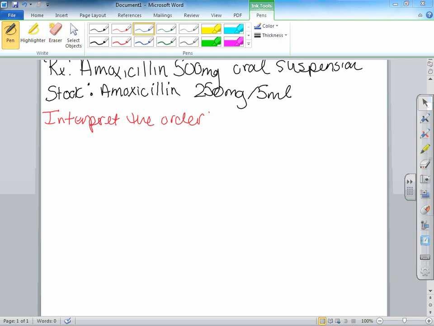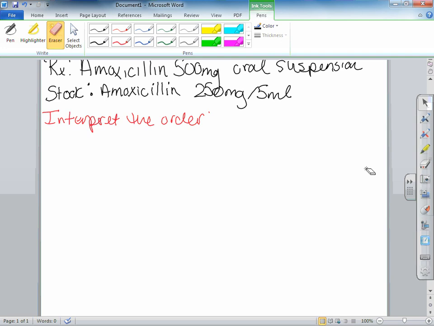So on page 245, example 8-1, it says a physician orders amoxicillin 500 milligram oral suspension. The medication available is amoxicillin 250 milligram per 5 milliliter. How much medication would be administered to the patient for a single dose?